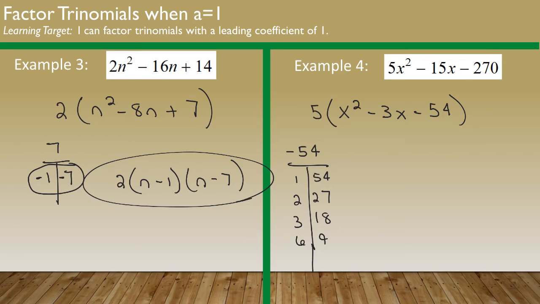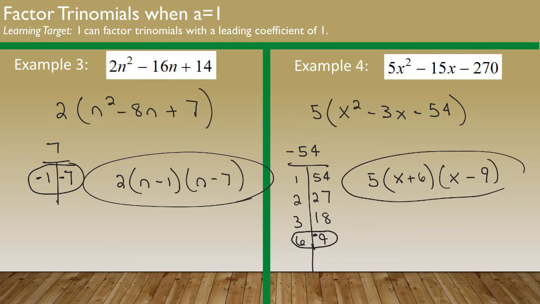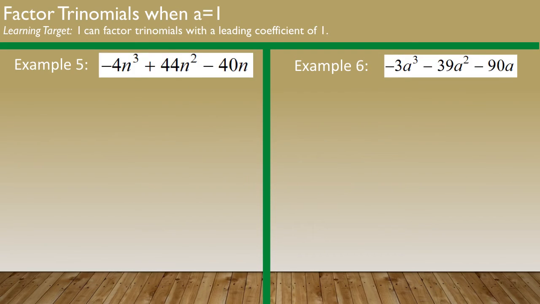Okay, so now if I'm trying to make negative 3, 6 minus 9 is negative 3. So those are the factors I want. So my answer here would be 5 times x plus 6 and x minus 9. And we're done there. Okay, a couple more examples.